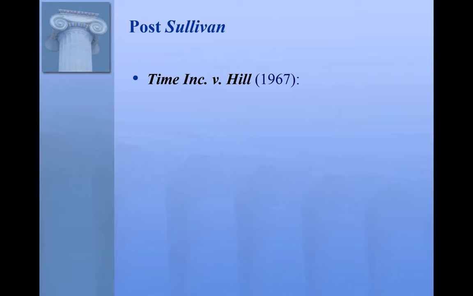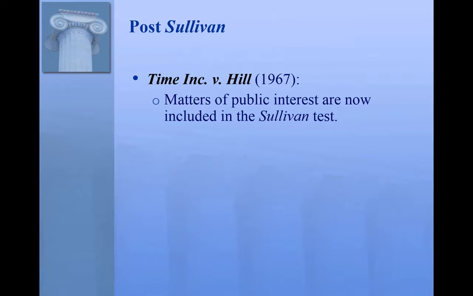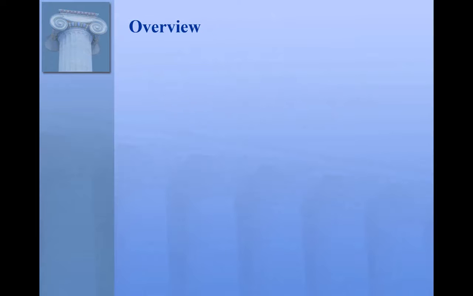Also, another case, Time Incorporated versus Hill. The court expanded the Sullivan test to include not simply public officials and public figures, but also matters of public interest are included in the Sullivan test, and so you basically get protection for a whole host of newspapers that report blatant untruths on matters of public interest.